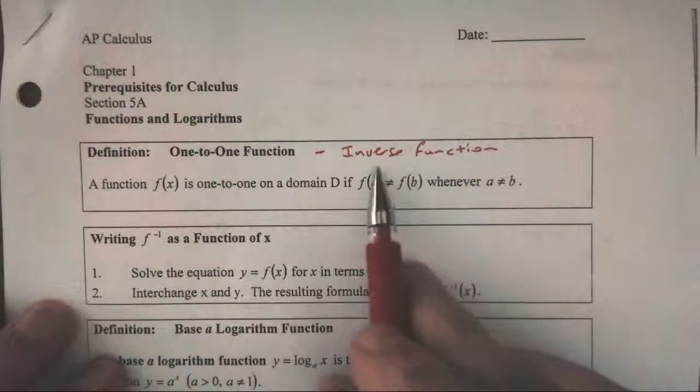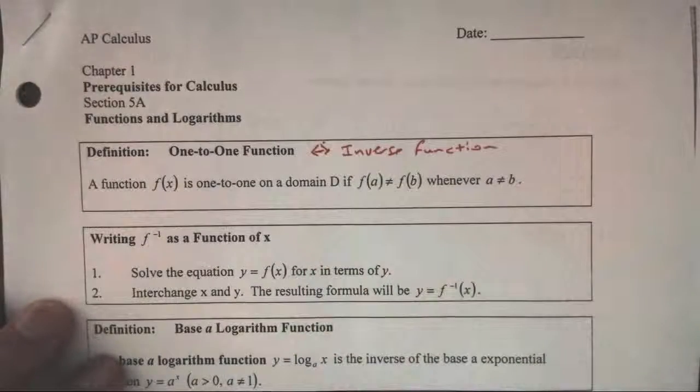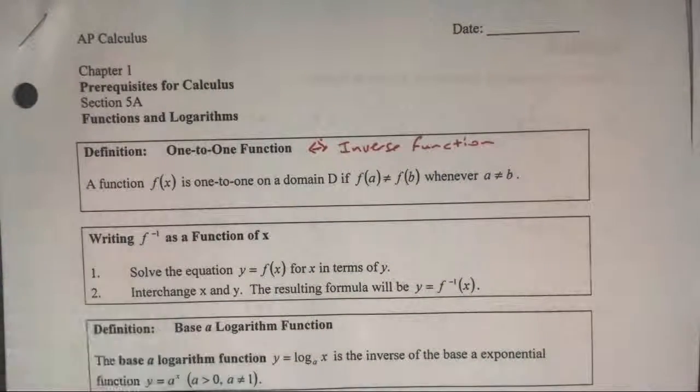And if a function has an inverse function, then it's one-to-one. So this is one of those if and only ifs. A function is one-to-one if and only if it has an inverse function. That's a very strong correlation. It's almost like a definition. They go hand in hand.